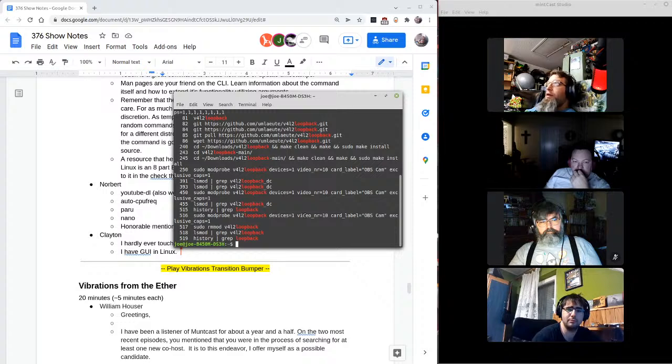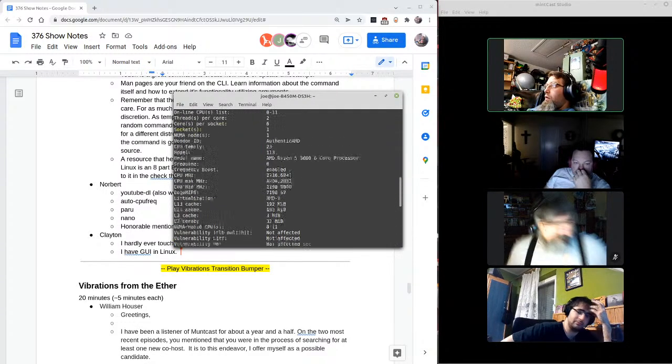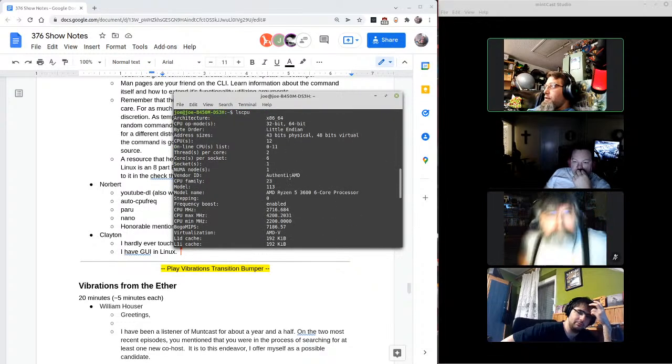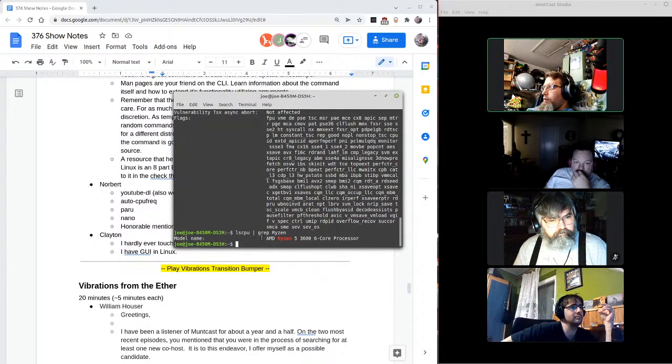So yeah, if you want to look at log files, you can use grep to find a specific something in log files, like your graphics card or something like that. Like lscpu will give you a whole lot of information, but I can use lscpu and then pipe and then grep and then Ryzen, and that will tell me that I'm using an AMD Ryzen 5 3600 6-core processor.